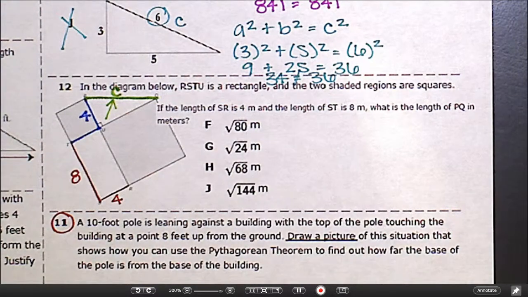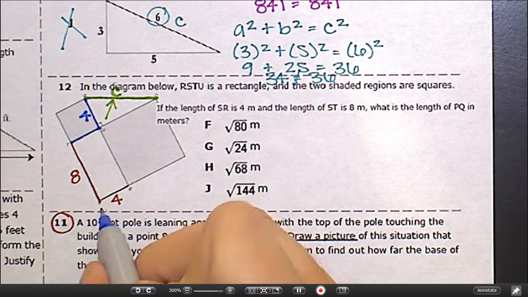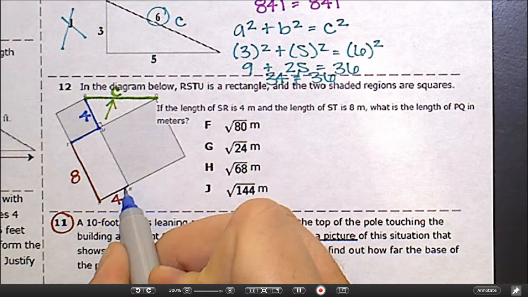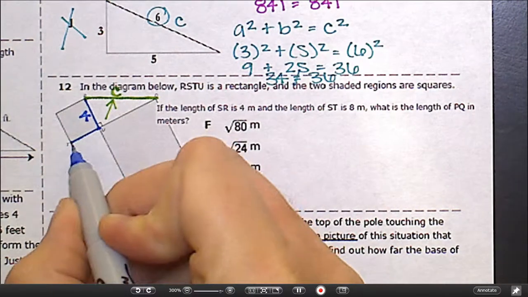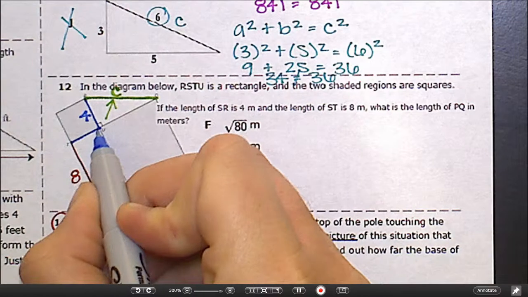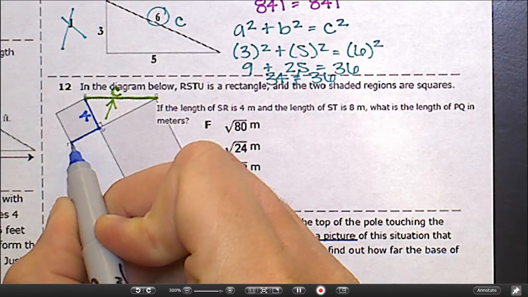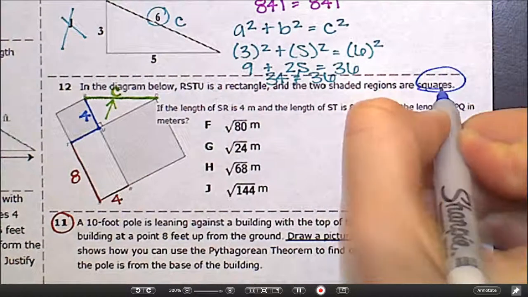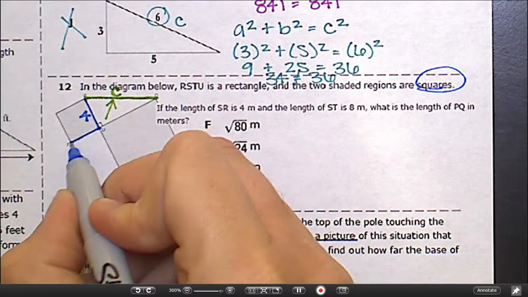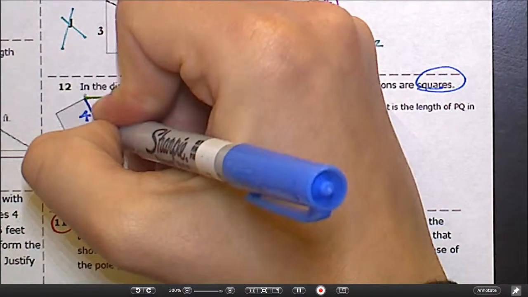Now let's go back over that because some of you may be wondering where we got that 4 from. So we were told that this is 4. That means that the other side of the rectangle right here is 4. And we were told up here in the problem that these are squares. So if this side is 4, so is this side.